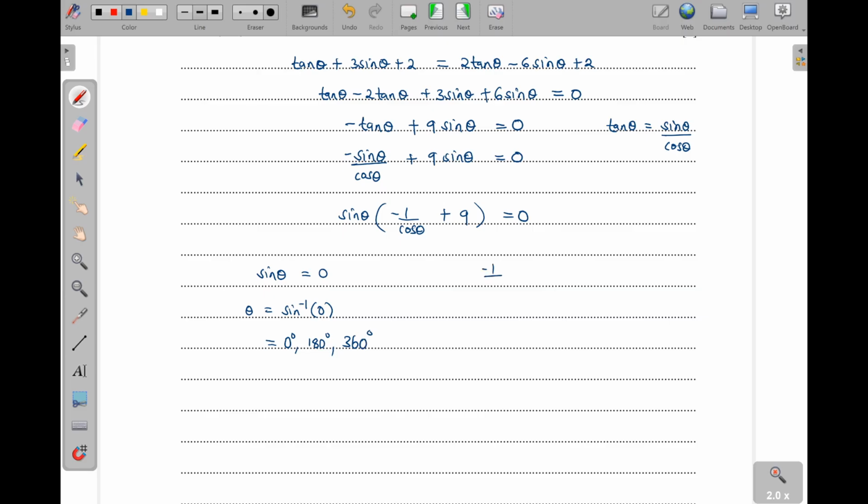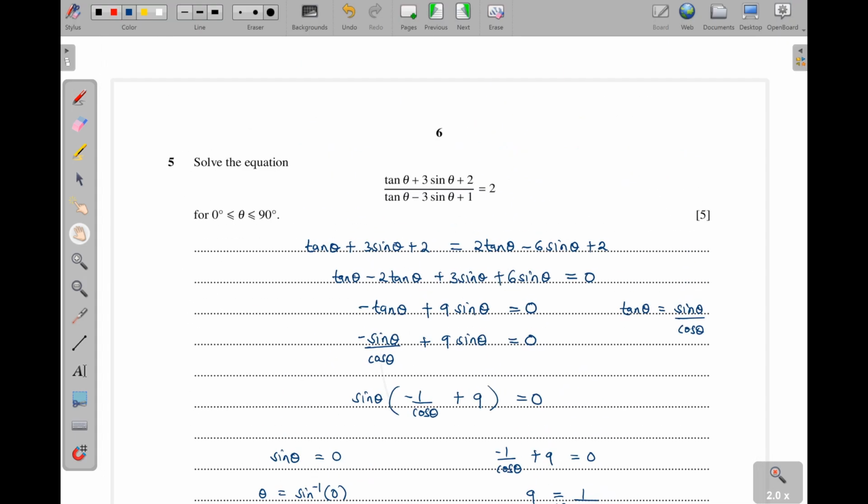And then this one, negative 1 over the cosine of theta, plus 9, I also equate it to 0. Then I can take this one to the other side. Then we shall have 9 is equal to 1 over the cosine of theta. When I cross multiply and then I divide all through by 9, cosine of theta will actually be equal to 1 over 9. And therefore theta becomes the arc cosine of 1 over 9.